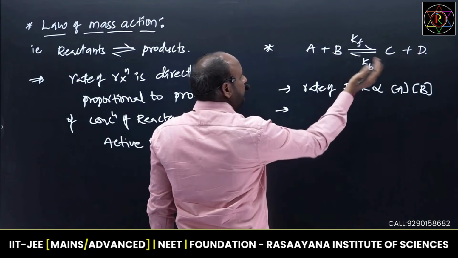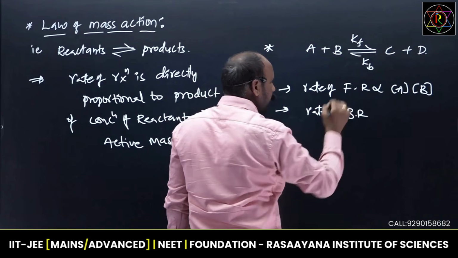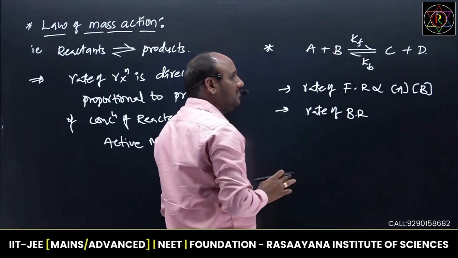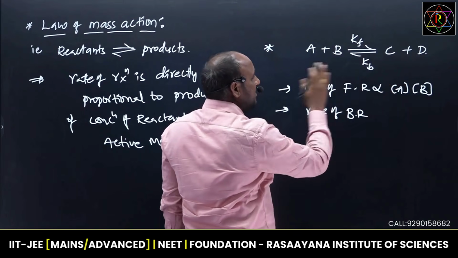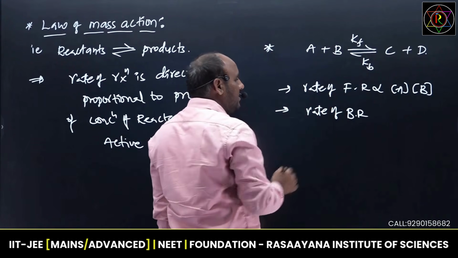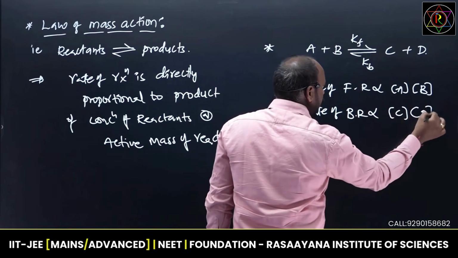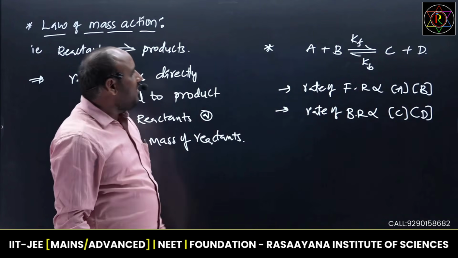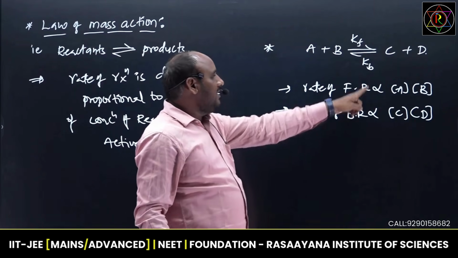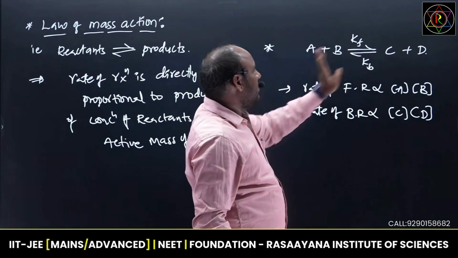If you consider the reverse reaction, what about the rate of backward reaction? The backward reaction means C plus D is converted to A plus B. When we write that reaction, C plus D gives rise to A plus B. At that time C and D are the reactants. Therefore in this backward reaction, we get the concentration of C and the concentration of D. So what is the condition of equilibrium? This proportionality can be replaced with some constant.